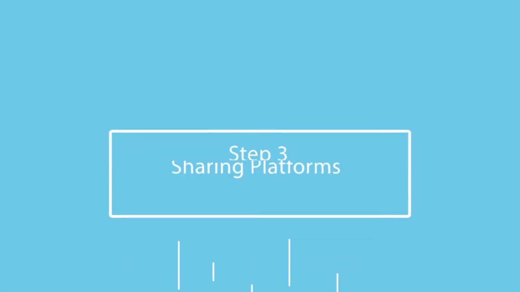Step 3 is thinking about where the video will be shared. Is it going to be on your website? Is it going to be up on LinkedIn or YouTube or Twitter? Because each time you show up in all of these different places, it might mean that you need to create a different type of video depending on where it's going.